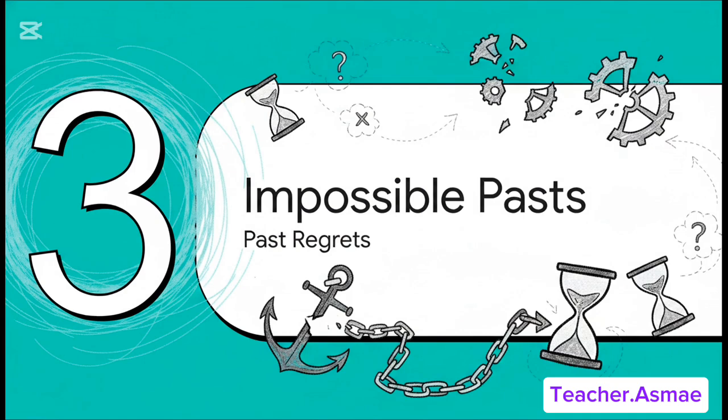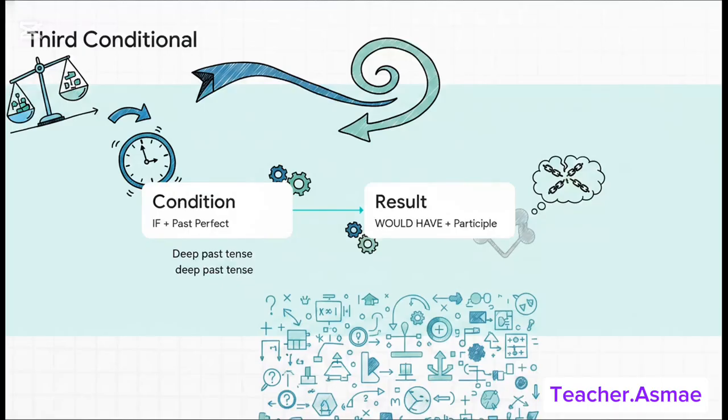The tone naturally shifts here to the heavier woulda, coulda, shoulda of English grammar. Because the concept itself is heavier, the grammar math becomes the most complex on our entire chart. To build the third conditional, which is essentially the ultimate regret formula, your condition becomes if plus the past perfect. That's a deep, deep past tense. And your result becomes would have plus the past participle. We use this complex equation to talk about completely unreal, impossible situations in the past.